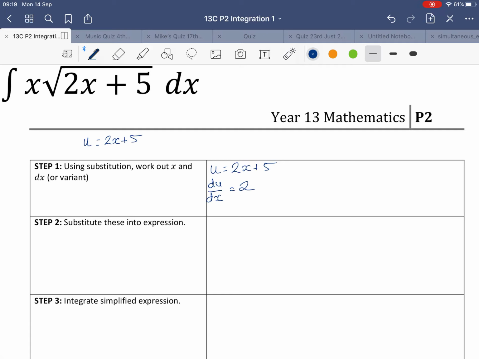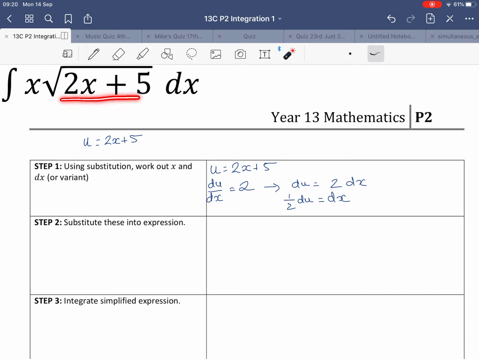Now, du dx equals 2, so we're now able to find out what dx can be replaced with. Bring the dx up, and you end up with du equals 2dx. So a half du is equal to dx. Looking at this, I could now replace dx with that. Let's look at what else we can replace.